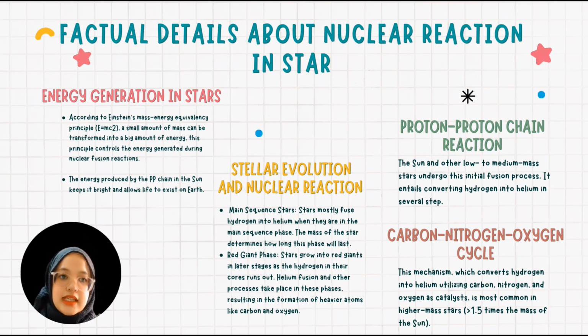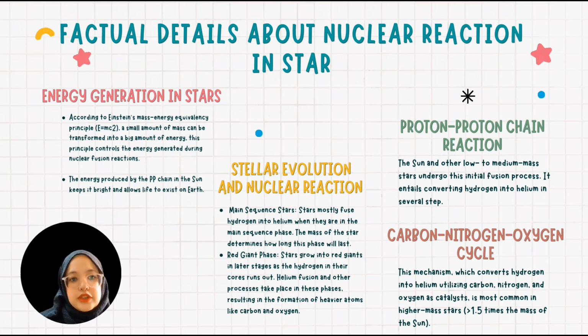Second is stellar evolution and nuclear reactions. Main sequence stars mostly fuse hydrogen into helium when they are in the main sequence phase. The mass of the star determines how long this phase will last. In the red giant phase, stars grow into a red giant in a later stage as the hydrogen in their cores runs out. Helium fusion and other processes take place in this phase, resulting in the formation of heavier atoms like carbon and oxygen.